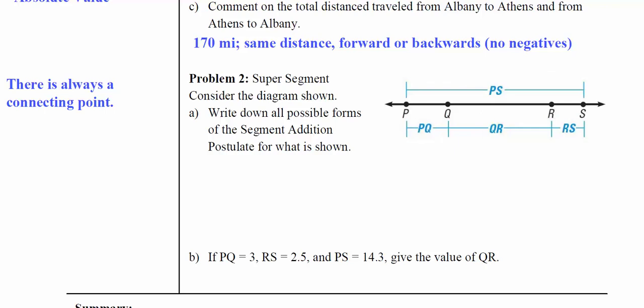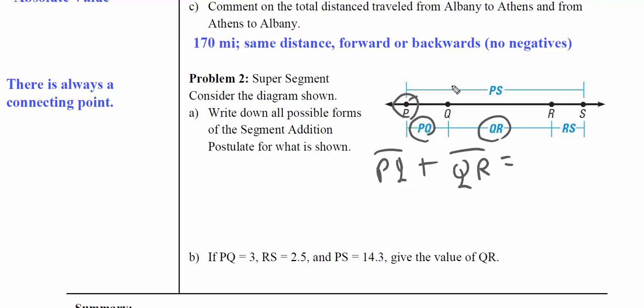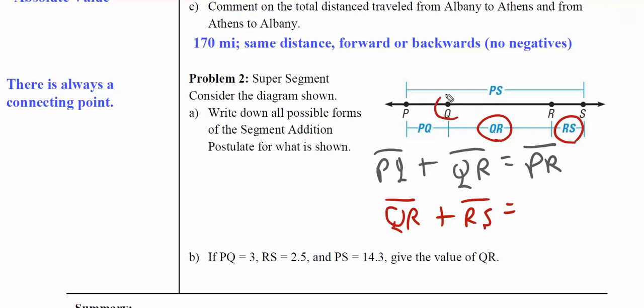So what kind of relationships could we write based on this diagram here? Well, we could say, for example, that PQ plus QR is PR. Or we can say QR plus RS is from here to here, QS. Are you noticing that there seems to be a bit of a pattern here? Notice how we end this one with Q, we begin with Q, we end this one with R, we begin with R. The segment addition postulate tends to generally do that. There's going to be a connecting point.